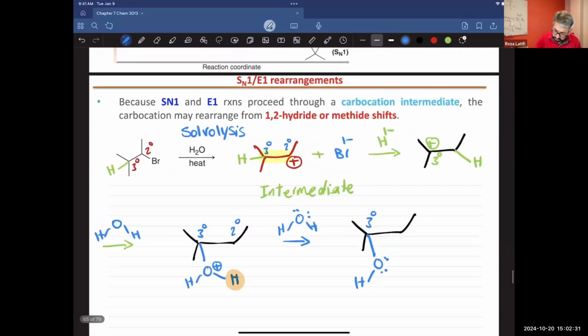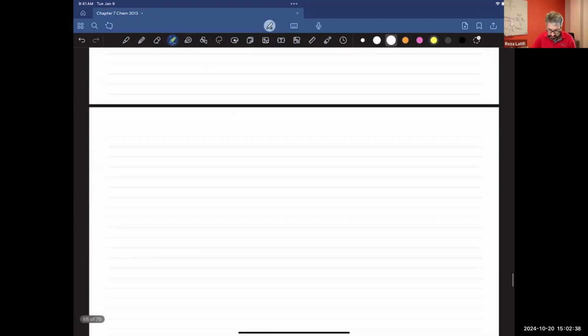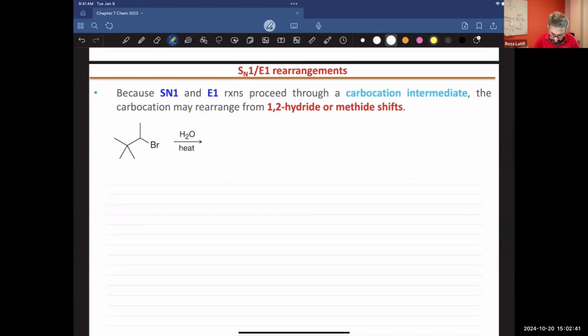Now, what if we have methyl instead of hydrogen there? So now I'm going to add methyl to the system and see what will happen. I have a methyl there, and again, I'm going to repeat the same conditions. I have water plus heat, so this is going to be a solvolysis, and we're going to lose the bromide. We will get a carbocation, and our carbocation is a neighbor to a quaternary carbon. This one is secondary, and that one is going to be quaternary technically, because it is attached to four carbons, so be careful. Plus the bromide.